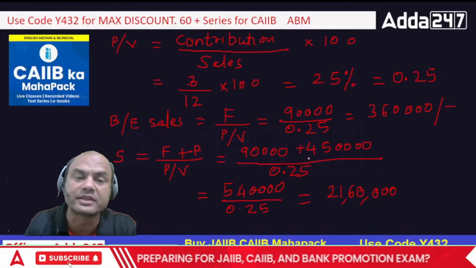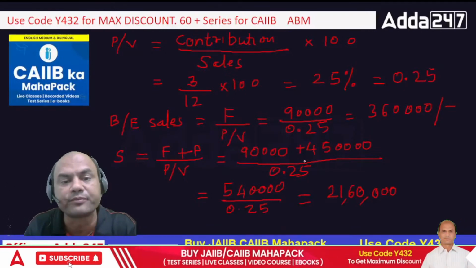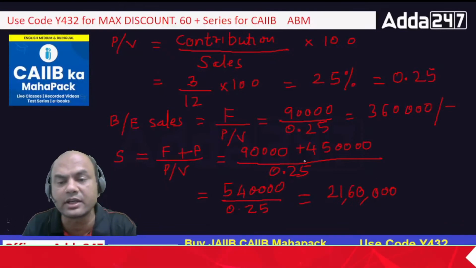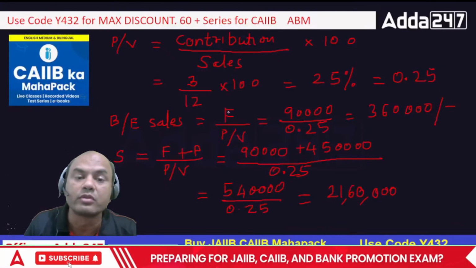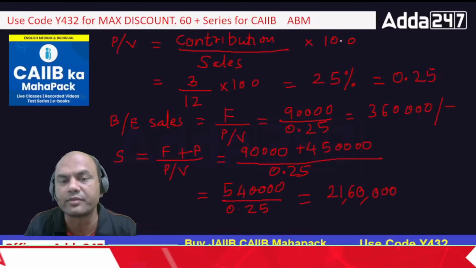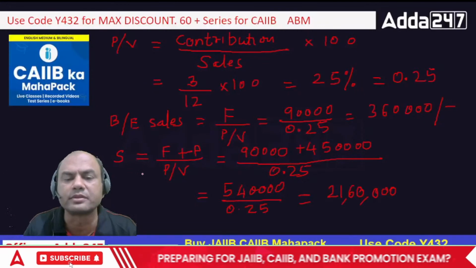Whenever you have these calculations ready, it becomes very easy to manage a company. I'll immediately know where to break even, how to break even, isn't it? So that's why learn these formulae very well. Important is this PV ratio: contribution upon sales into 100. Once you get this PV ratio, remaining everything is simple.